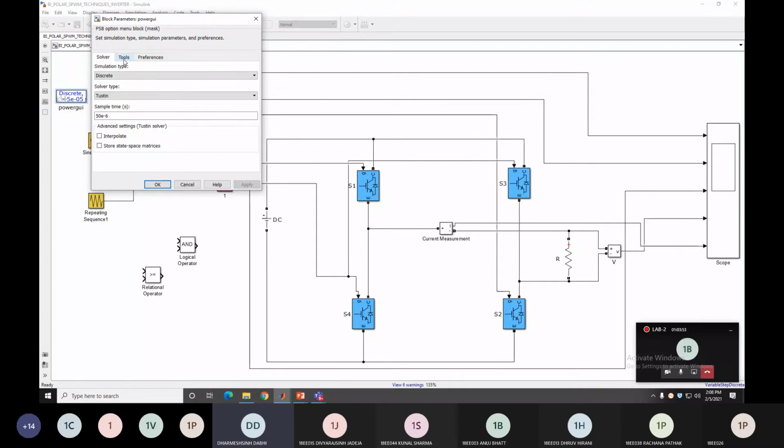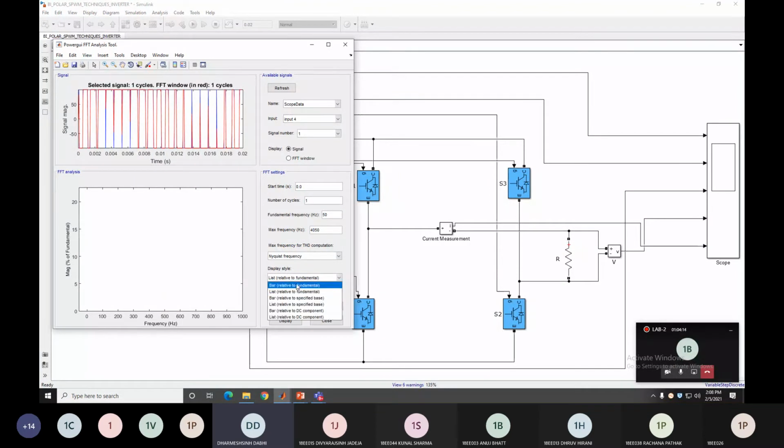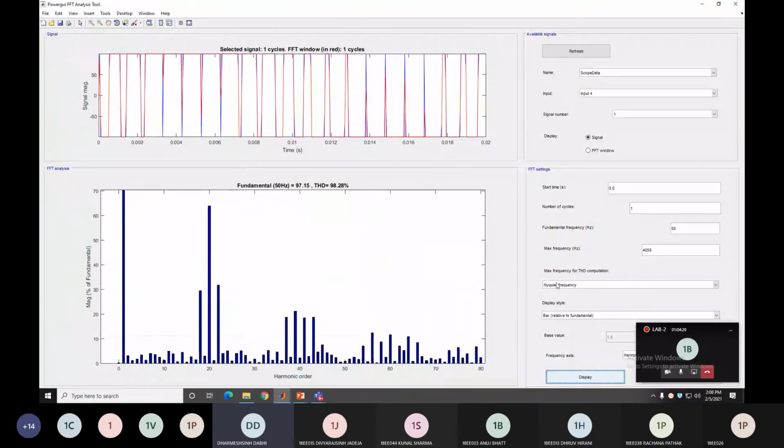Okay. Go to the power GUI toolbox FFT analysis. Select the input 4, which is your output voltage. Select the number of cycles as 1, one cycle of your output voltage. Set the frequency of fundamental. Here we set 50 Hz. And set the maximum frequency whatever you want. Okay. And see in terms of bar chart. So let's display this, and you can see which harmonics are present in this case.